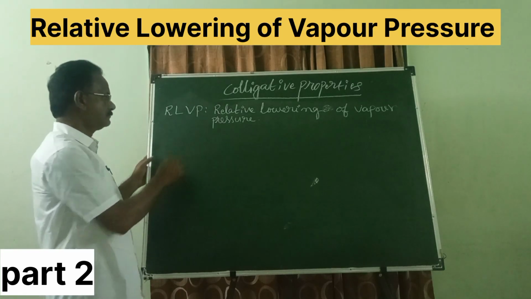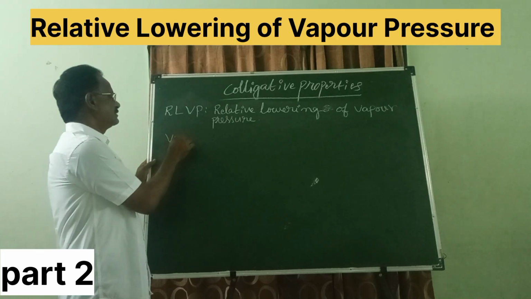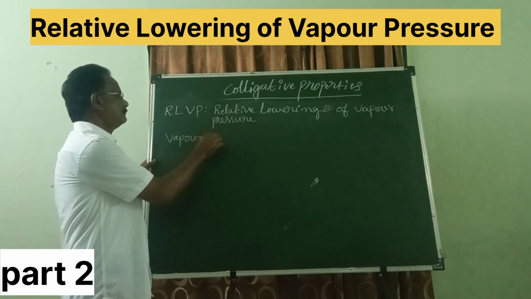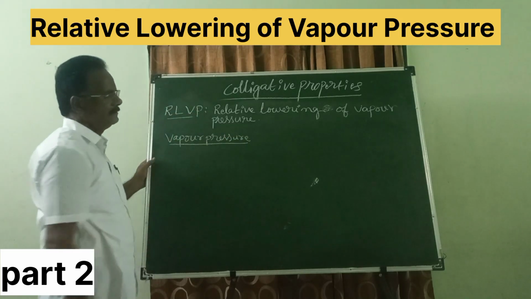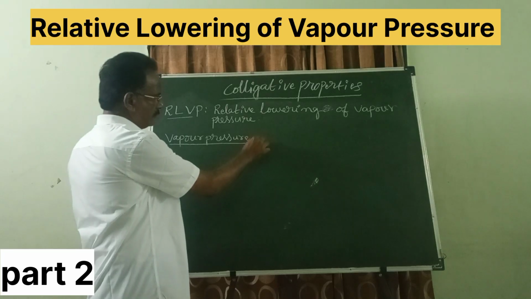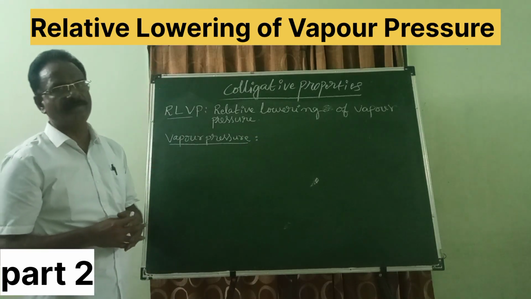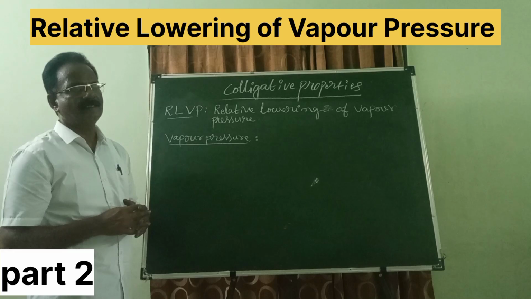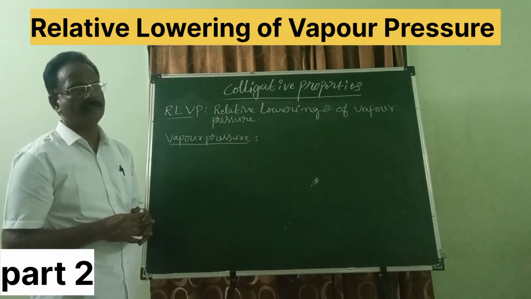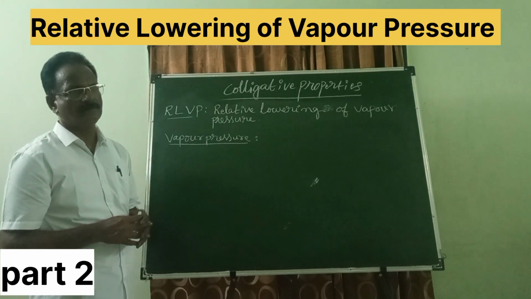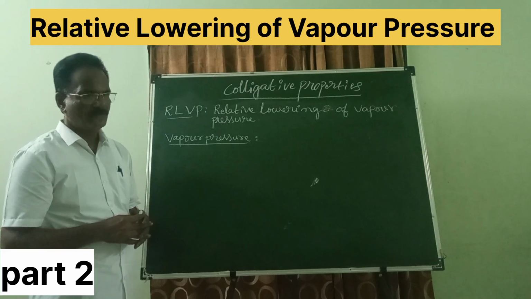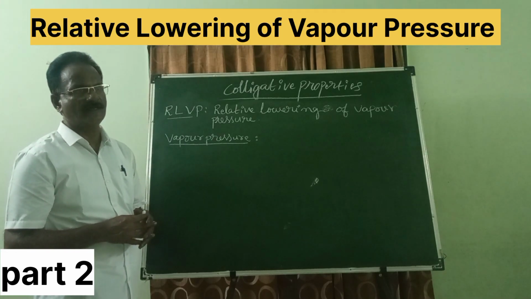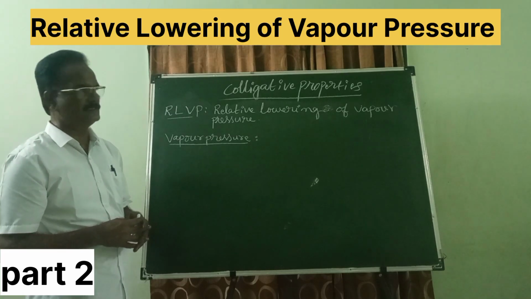Vapor pressure. Now, vapor pressure can be defined as the pressure exerted by the vapor phase molecules on the molecules present in the liquid phase when both phases are in equilibrium. Now let us see the definition.